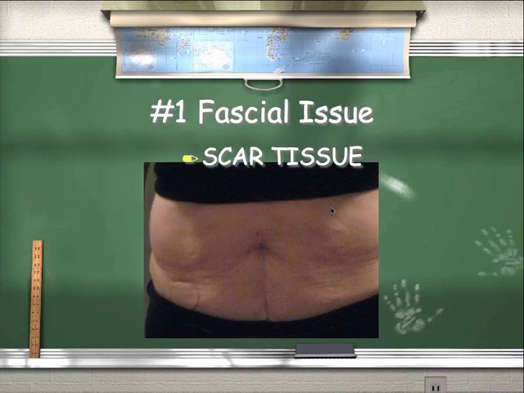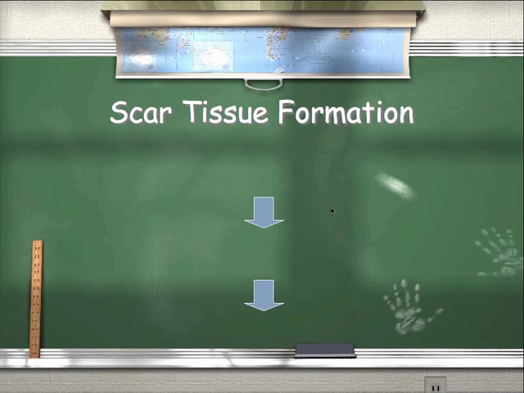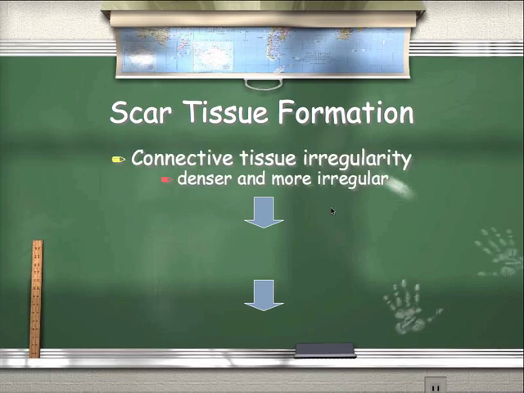So the number one fascial issue we have with surgery is the formation of scar tissue, and this occurs anywhere in the body and everywhere in the body. We're going to focus on mostly the abdominal and pelvic regions. So what happens during scar tissue formation? Well, first, there's connective tissue irregularity. It becomes denser and more irregular, so again, it doesn't become normal tissue.